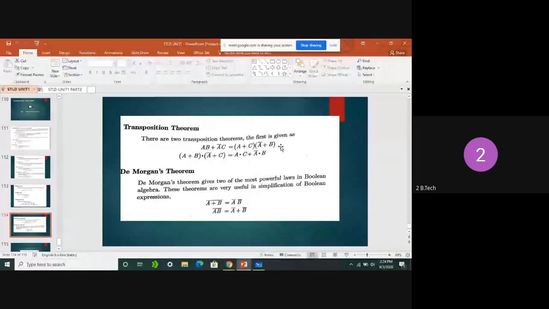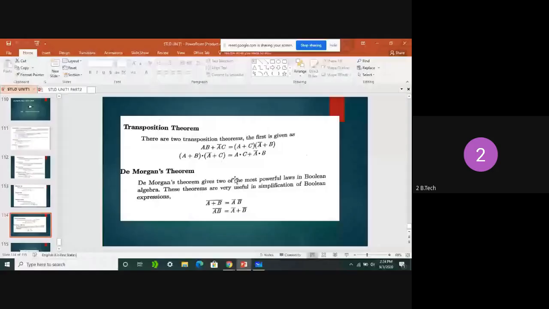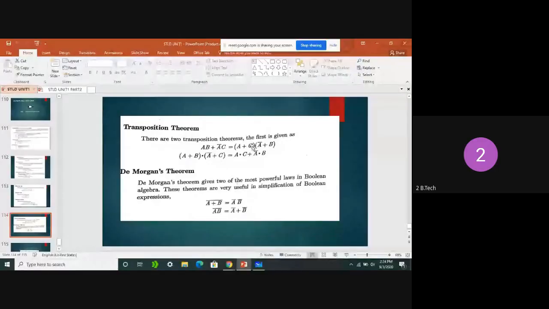So what we are doing here is, if any operation contains a product operation, there we can replace it with a sum operation. If a sum operation is present in that particular equation, in the Boolean function, there we can replace it by a product term. Clear, all of you? So this relation also we can use while solving Boolean functions. Using the transposition theorem, a sum term is replaced by a product term and a product term is replaced by a sum term.